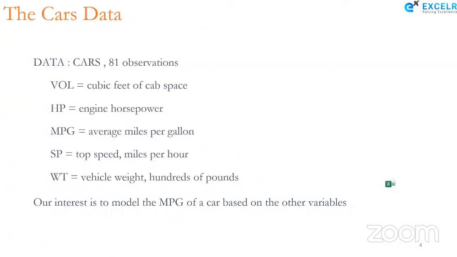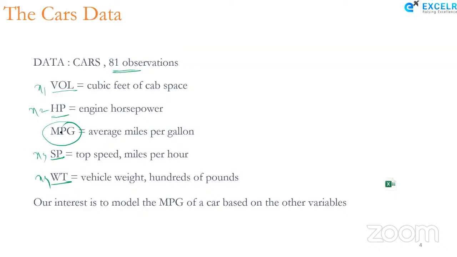Okay. So we are going to work with a cars data set wherein we have these variables. There are a total of 81 observations. There is volume, let us say this is X1. HP, let us say this is X2. SP and weight, these are X3 and X4. And this is miles per gallon, or the mileage of the car.